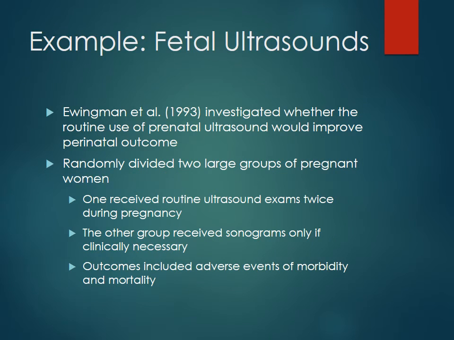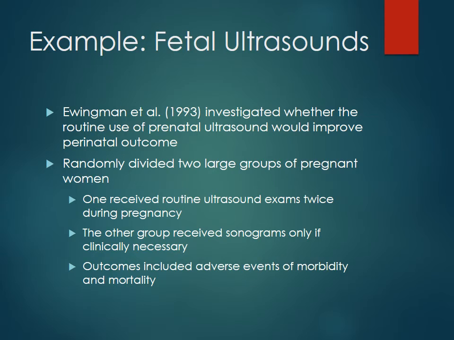Okay, so a good example of this would be looking at a study back in '93 that was looking at fetal ultrasound. So basically what they were doing here is that they were investigating whether the routine use of prenatal ultrasound would improve perinatal outcome. And so basically what they did, they were randomly dividing two groups of pregnant women.